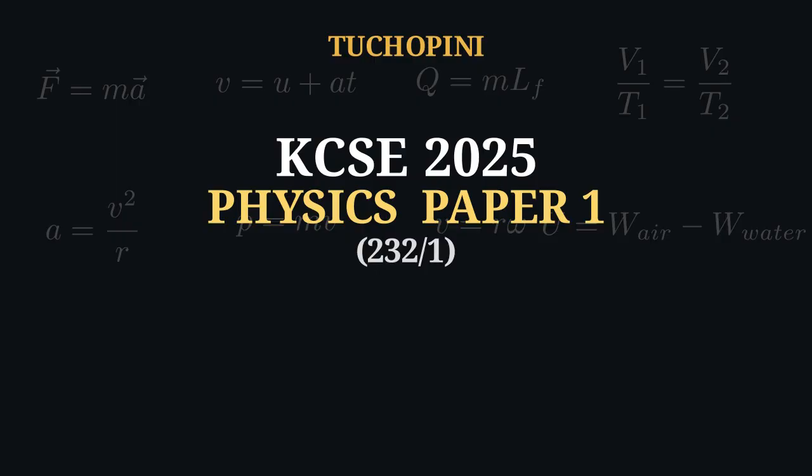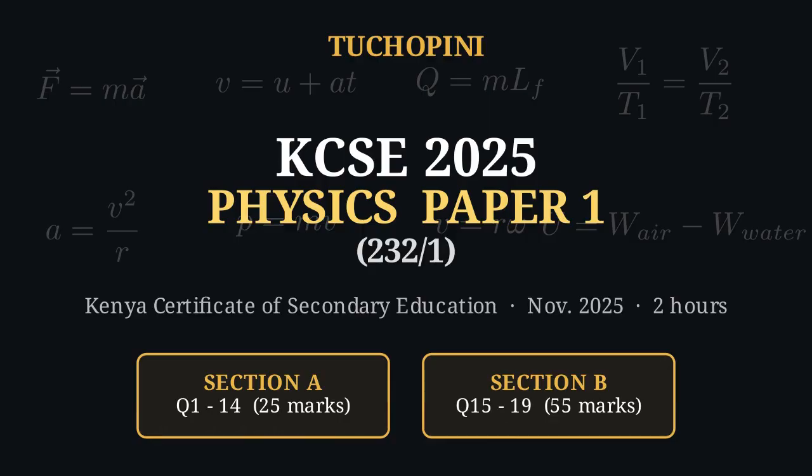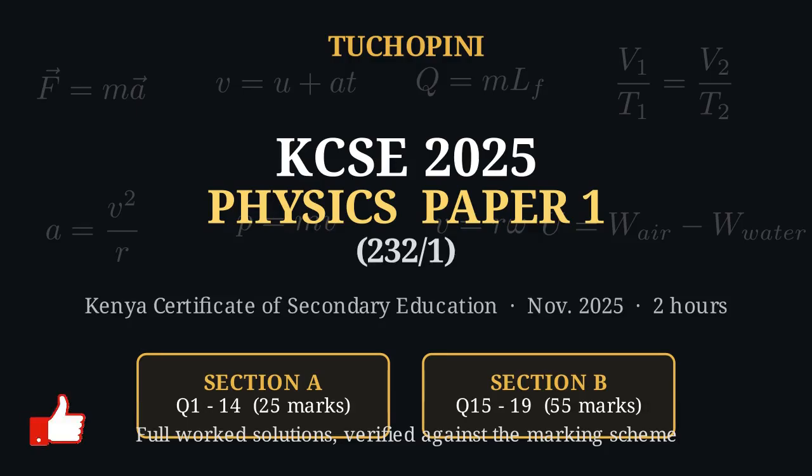In this video, we work through the whole of the KCSE 2025 Physics Paper 1, paper code 232/1. The paper has two sections. Section A, questions 1 to 14 for 25 marks, and Section B, questions 15 to 19 for 55 marks. Every answer here is worked step by step and checked against the marking scheme. Let's begin.